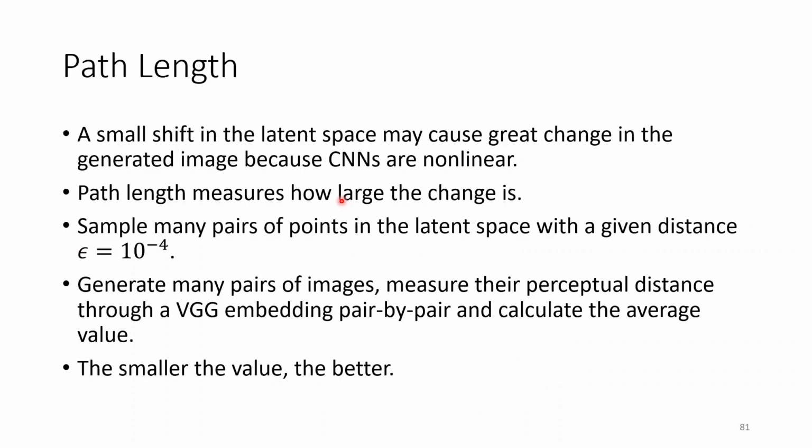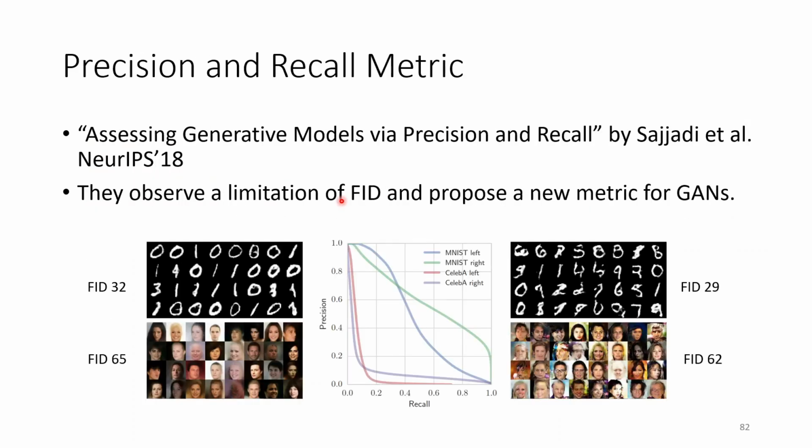And there's another metric called precision and recall. We say FID is a metric to measure the image quality generated by GAN. For most cases it works, but for some cases it doesn't. So for what kind of cases does it not work? The precision and recall metric was proposed to address this problem.